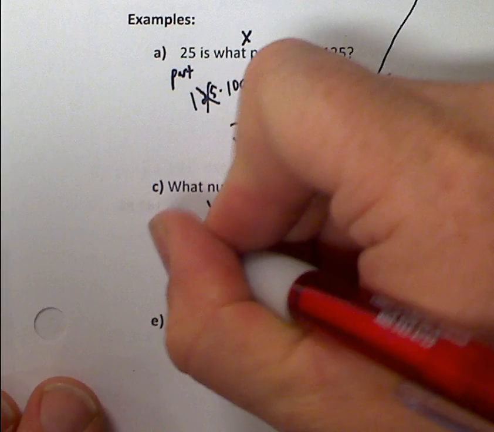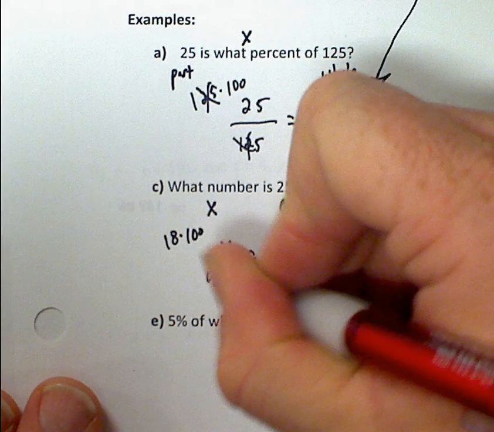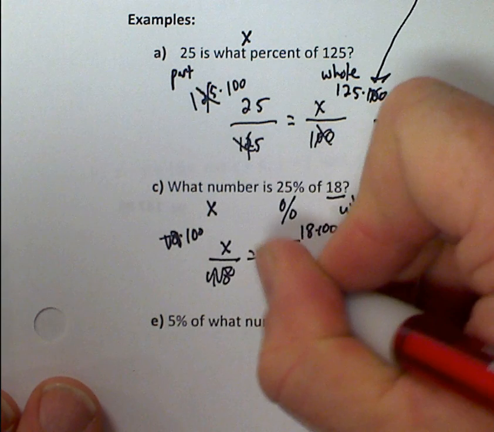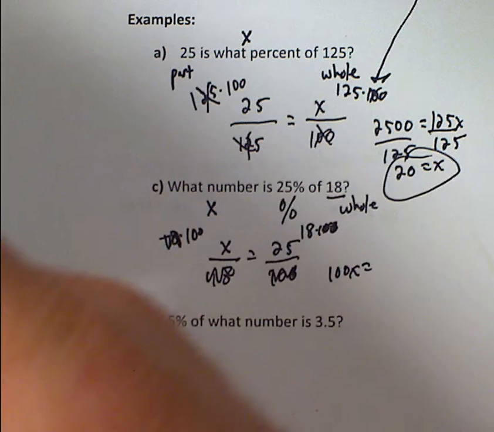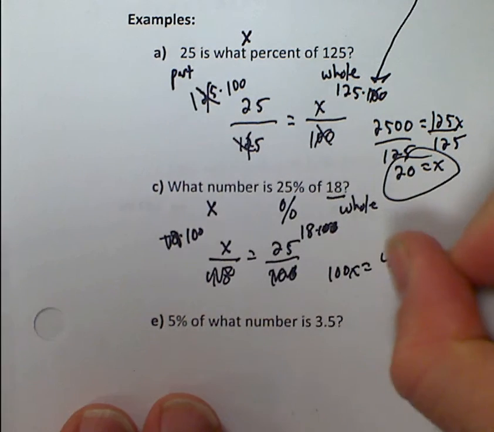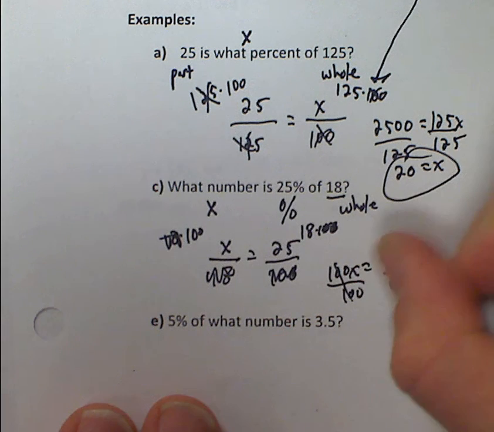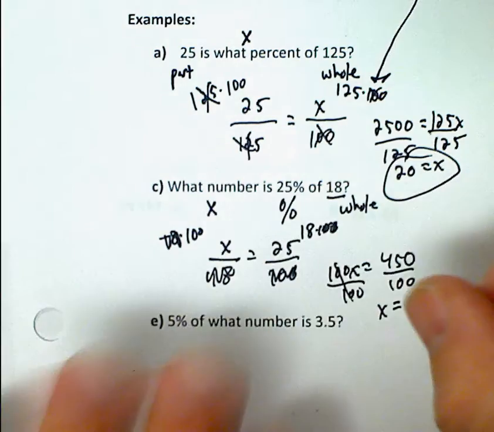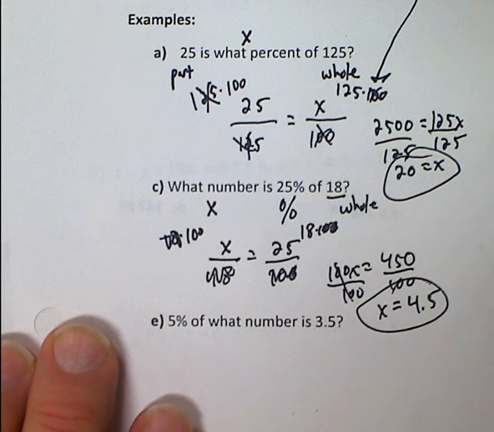So I'm going to multiply both by 18 and 100. My 18 goes away, so that's 100x. My 100 goes away. 25 times 18 gives me 450. If I divide by 100, x equals 450 divided by 100, which gives me 4.5. That's it.